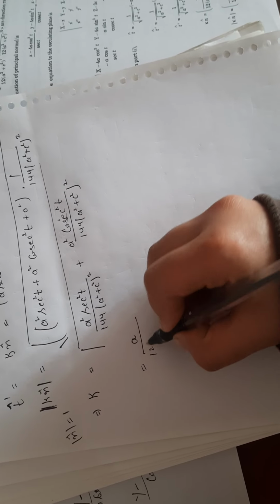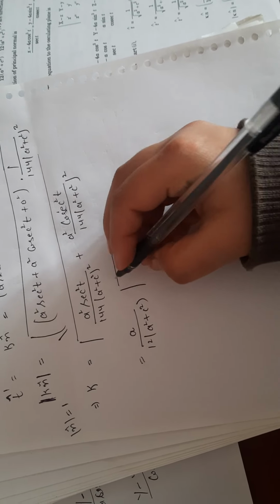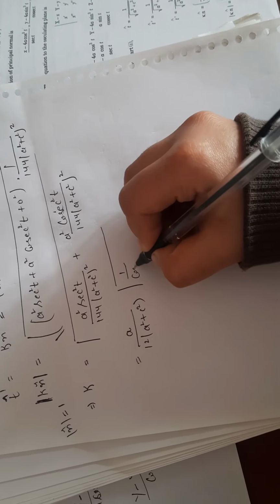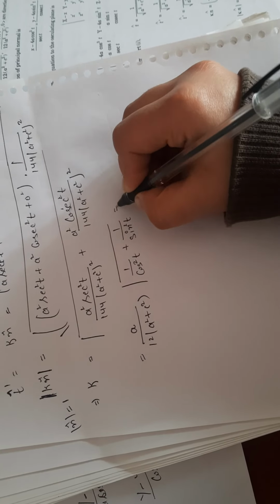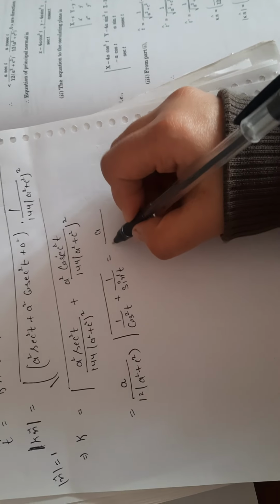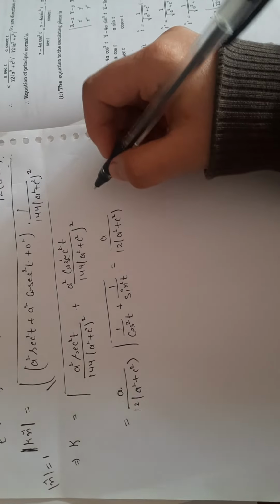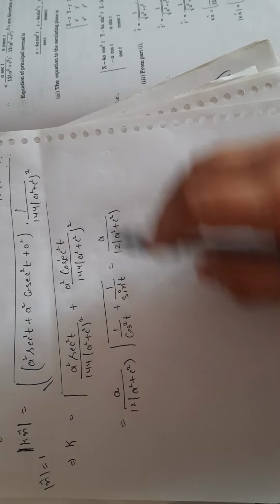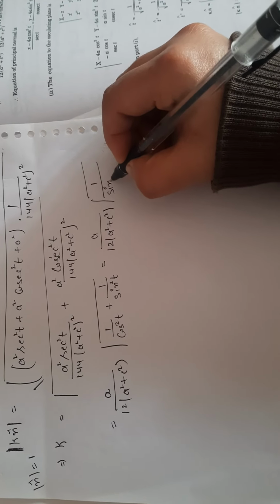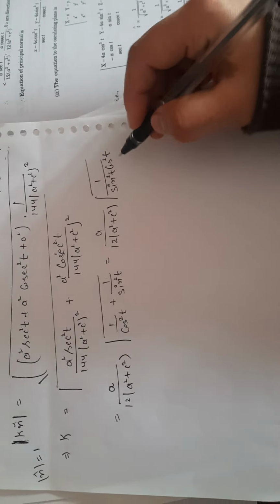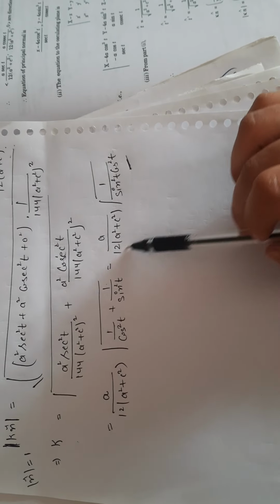a over 12 a square plus c square under root 1 by cos square t plus 1 by sin square t. Now take the LCM, then sine square plus cos square is 1, and in the denominator 1 over sine square t and cos square t. This is your value of kappa, and the curvature is this.